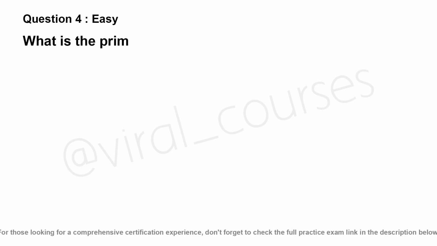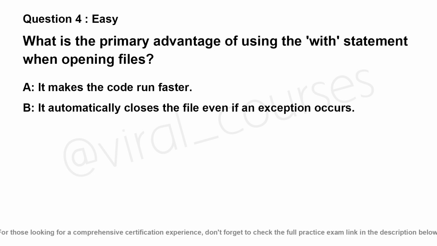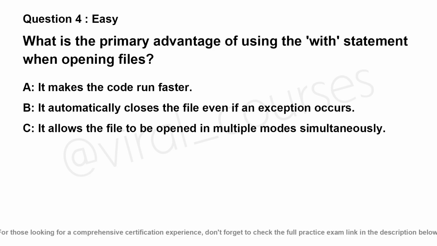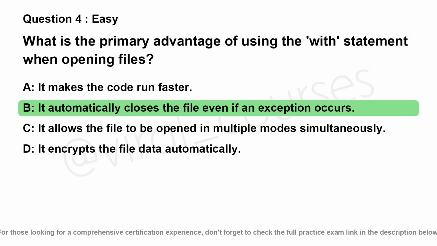What is the primary advantage of using the with statement when opening files? Option A, it makes the code run faster. Option B, it automatically closes the file even if an exception occurs. Option C, it allows the file to be opened in multiple modes simultaneously. Option D, it encrypts the file data automatically. The correct answer is B.